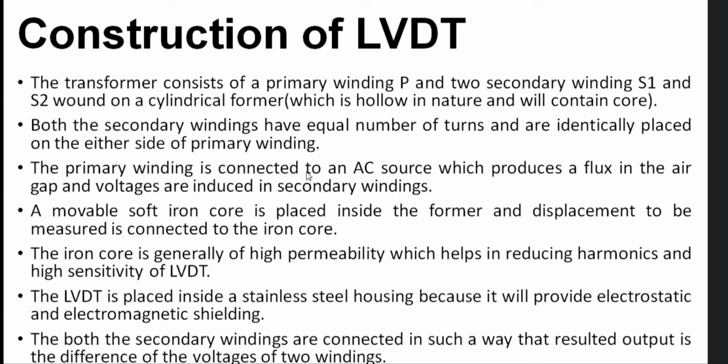The next point is a movable soft iron core is placed inside the former, and the displacement to be measured is connected to the iron core, right? The iron core is generally of high permeability, which helps in reducing harmonics and gives high sensitivity to the LVDT. The LVDT is placed inside a stainless steel housing because it provides electrostatic and electromagnetic shielding.